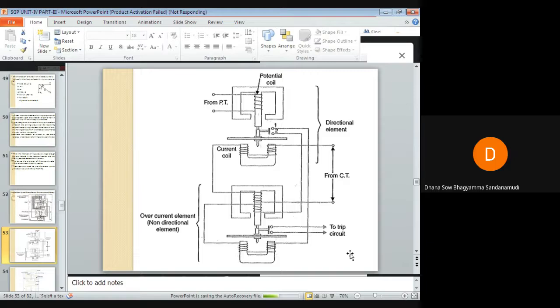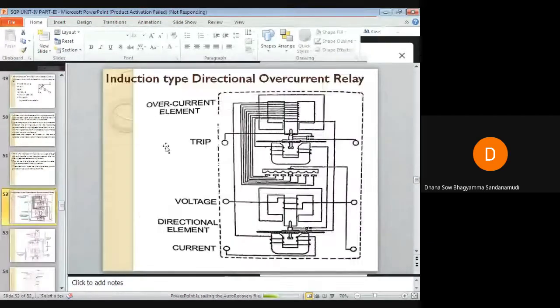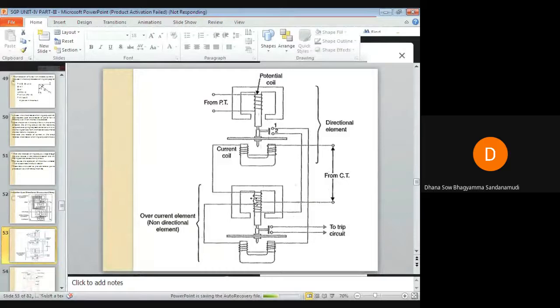So the directional unit is made very sensitive. And one more thing, the primary winding of the overcurrent element is provided with tapping to get the desired current setting, and this tapping is given to the plug setting multiplier bridge. So the primary winding of the overcurrent element is provided with tapping to get the desired current setting value.